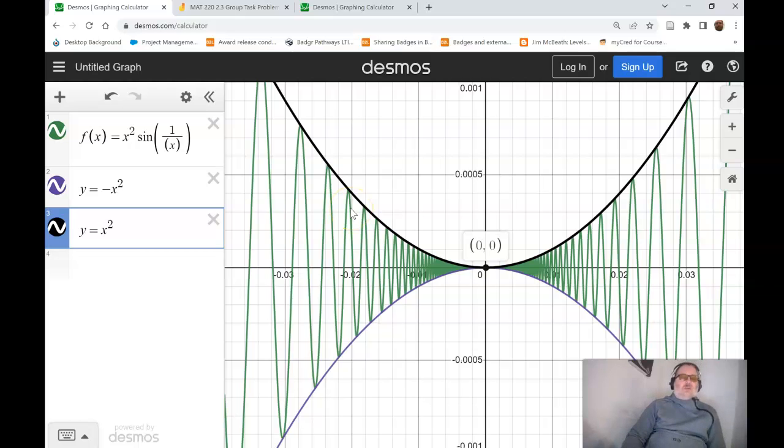And so that's the basic idea of the squeeze theorem. If you can squeeze a function between two other functions, and the two other functions have the same limits at that point, then we know that the function squeezed between them also has the same limit at that point.